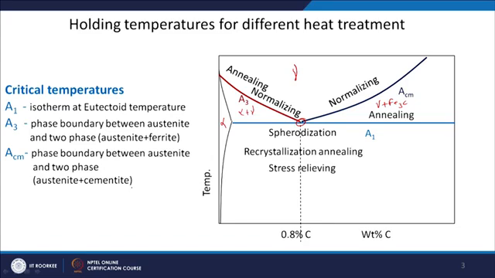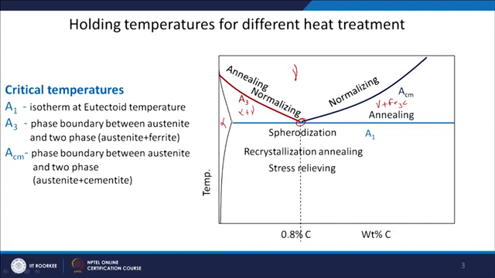On this we have also plotted the temperatures at which you are going to do a particular operation, for example where you are going to do annealing and where you are going to do normalizing. If I want to do normalizing, I will have to go to a temperature above A3. Similarly, for hypereutectoid steel, normalizing will be above ACM, but annealing will be above the A1 temperature. Then spheroidization, recrystallization annealing and stress relieving, all those temperatures are marked here.